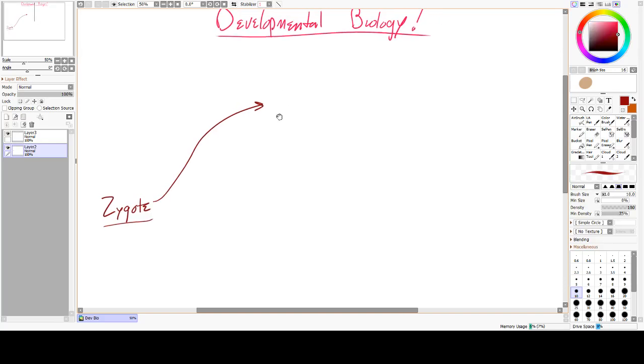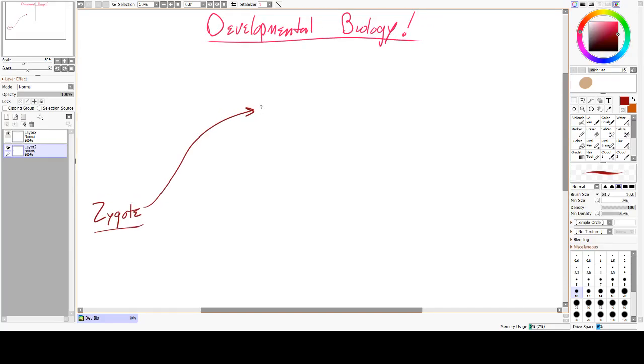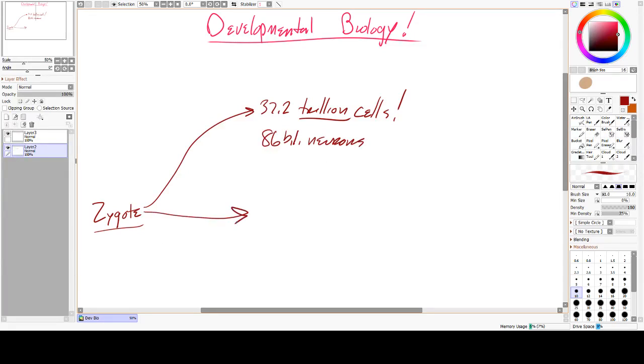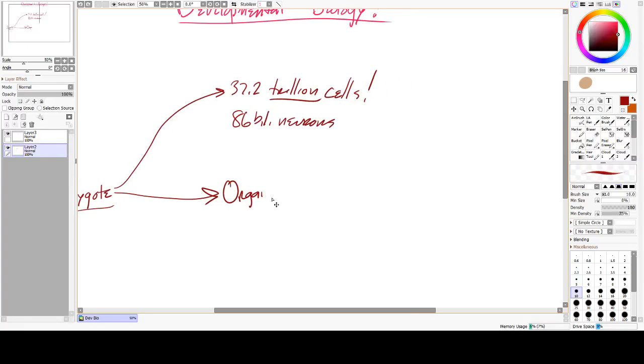And so, the zygote goes to an adult human, which has 37.2 trillion cells, which I think is just bonkers. In the adult human, that's how many cells we have. And then, of those cells, there are 86 billion neurons, and neurons are our nerve cells.